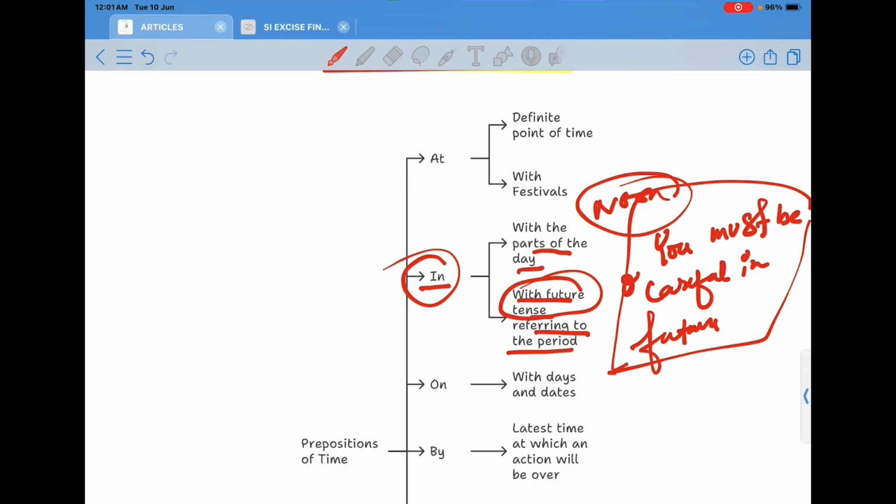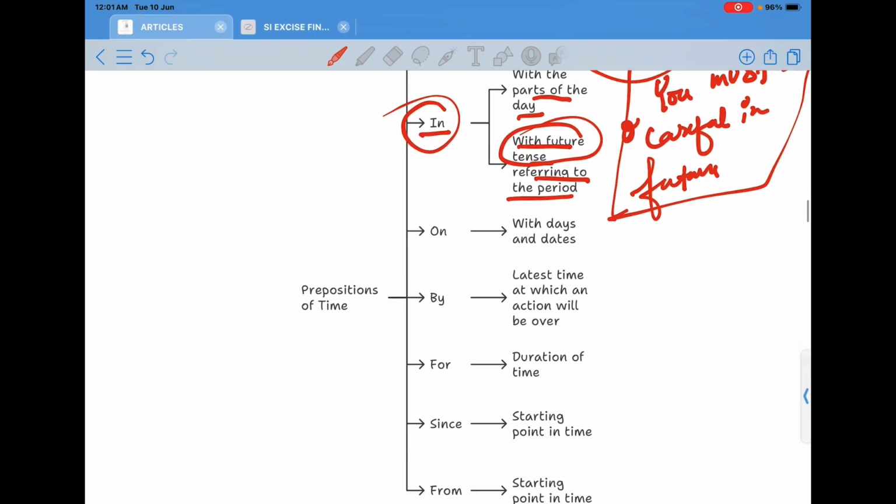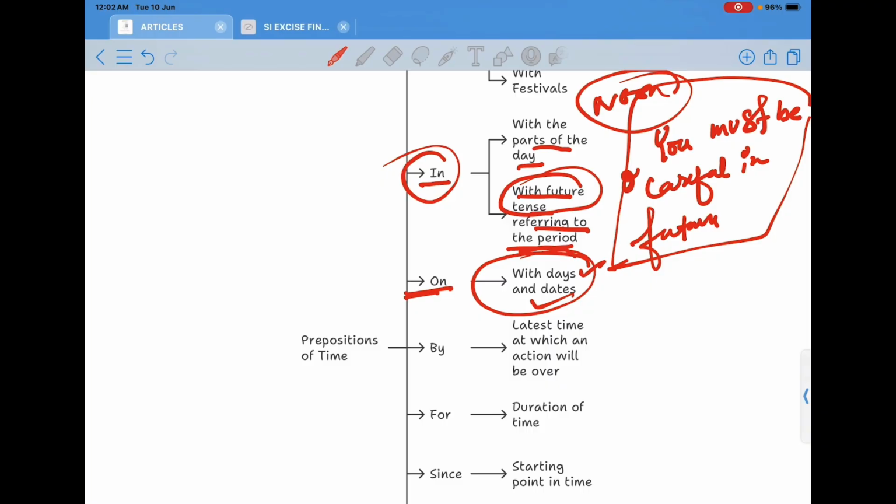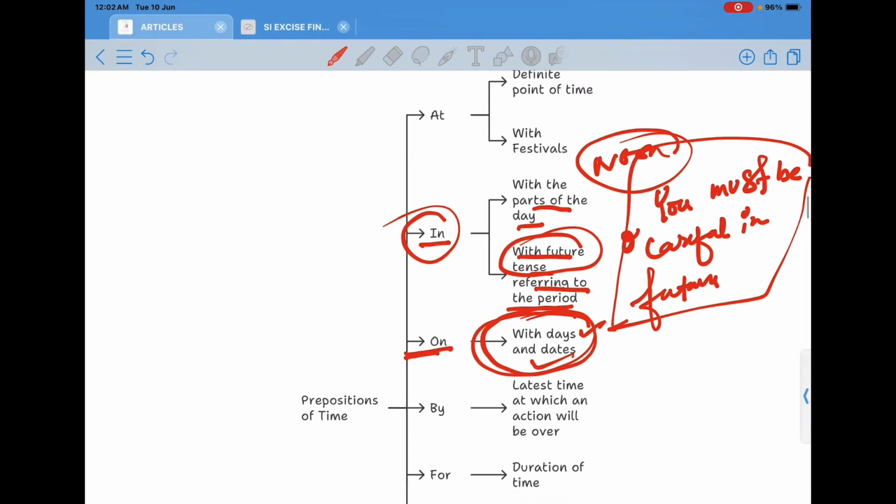Okay. Now on. When to use on? So on will be used with days and dates. For example, my brother will arrive on Monday, not in Monday, at Monday. Remember this. So on will be used with days and dates.